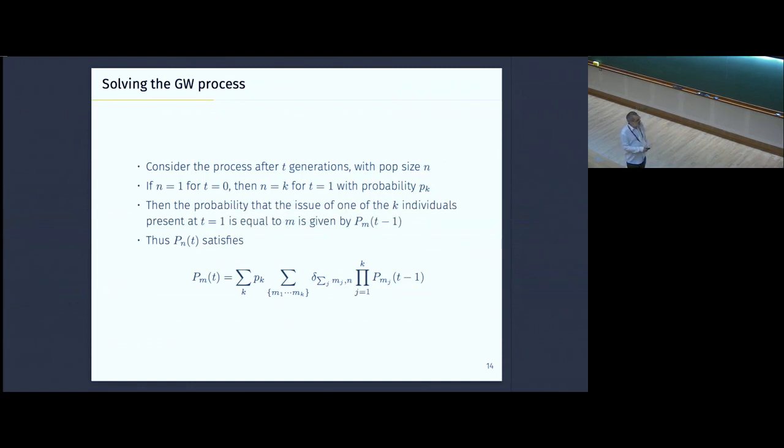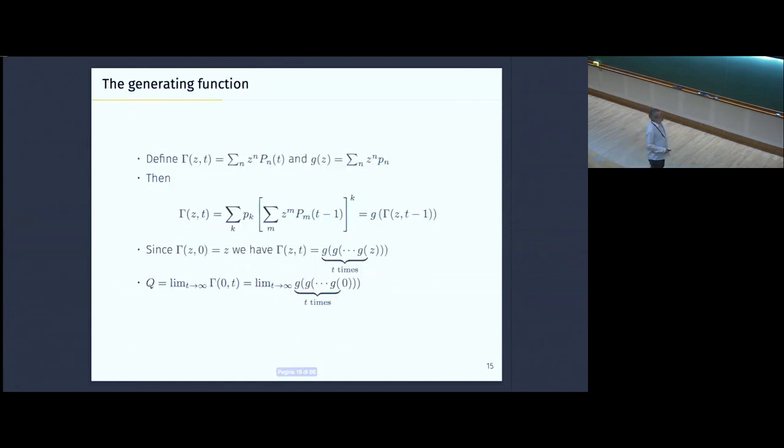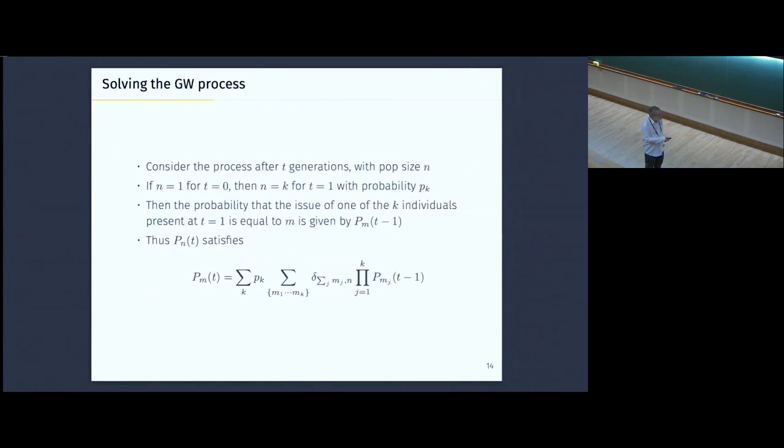The delta imposes the condition. You see, these are m_j, the number of descendants of each offspring. Each offspring j has m_j descendants at time t minus 1. And then you want the total number of descendants of the k offspring to be equal to m. Must be equal to m, yes, this is an m. Yes, there's a mistake, a misprint here. This n should be an m.